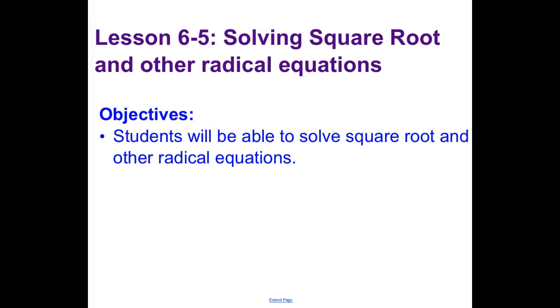All right, in section 6.5, we are going to look at solving square root equations. We've been looking at what their graphs look like. We've been looking at how to write them not necessarily with a square root symbol, but with a rational exponent. So we're going to start in this section looking at how do we solve equations that have those symbols in them. Okay, so it might be a rational exponent, it might be a radical symbol.